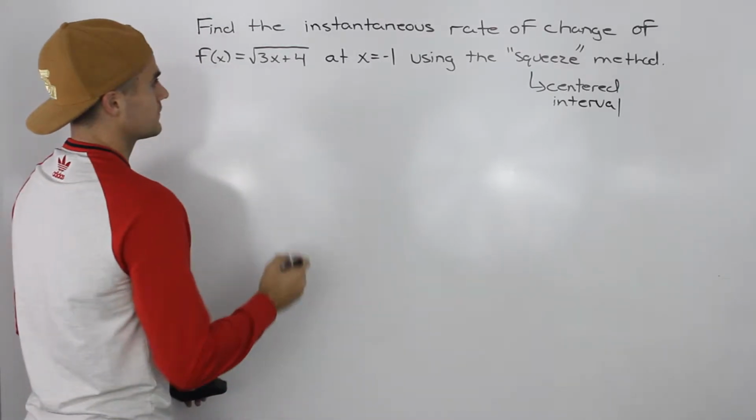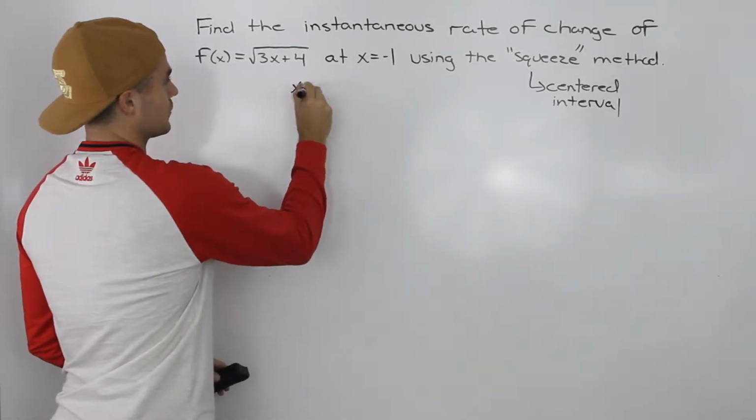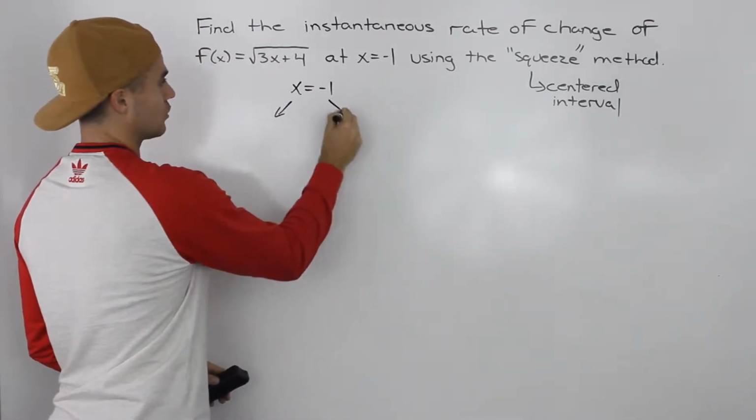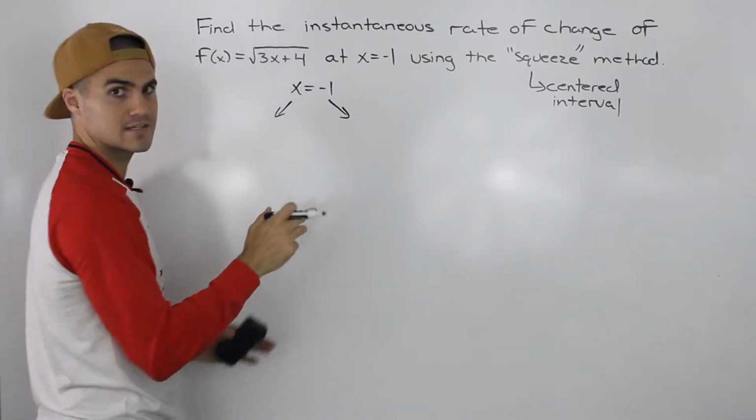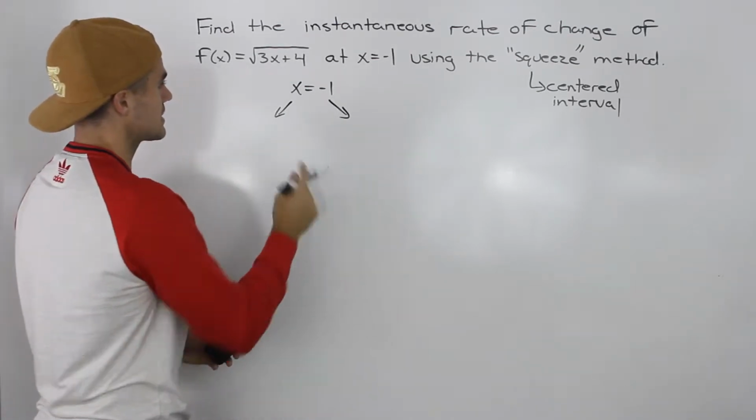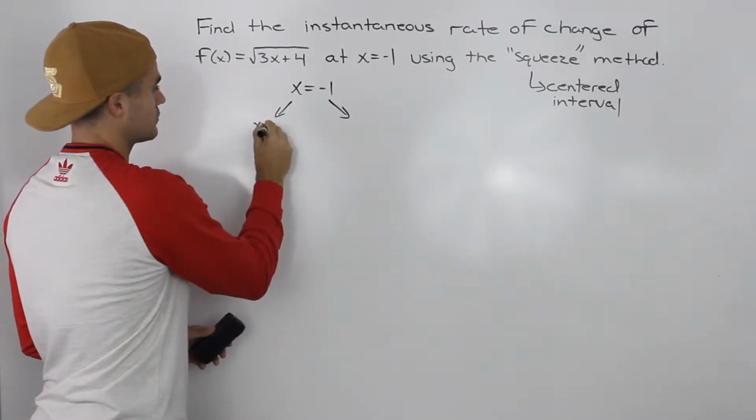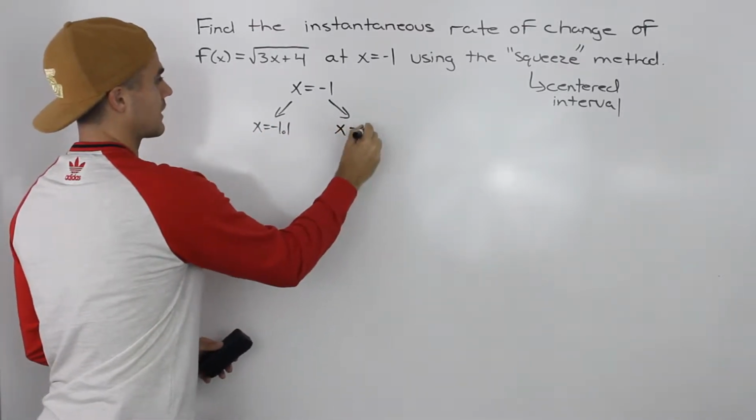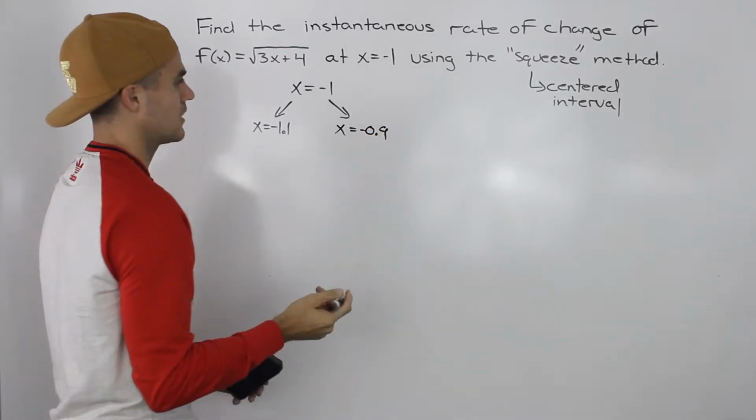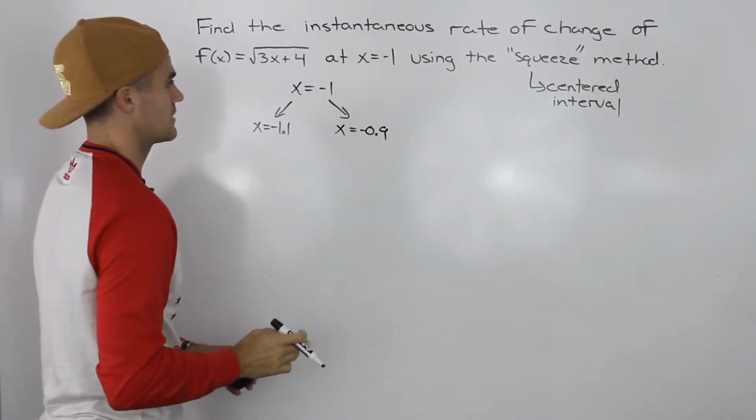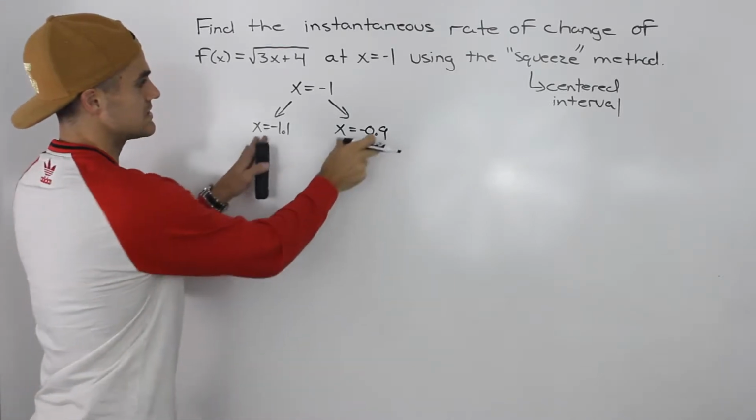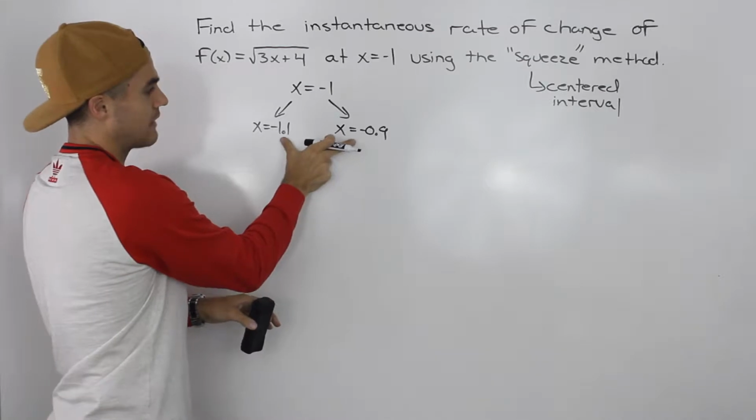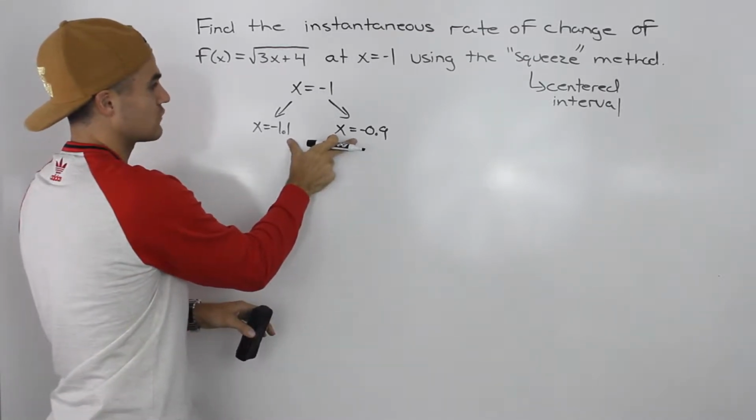So what we have to do is take the x value for which we are finding the instantaneous rate of change, and then find x values that are close to it on both the left side and the right side, and they have the same distance. So let's say we pick an x value like negative 1.1. Well, that would give us an x value negative 0.9, right? So 0.1 distance to each side. And now, since these x values are very close to the x value that we are working with, you find the average rate of change for this interval here.